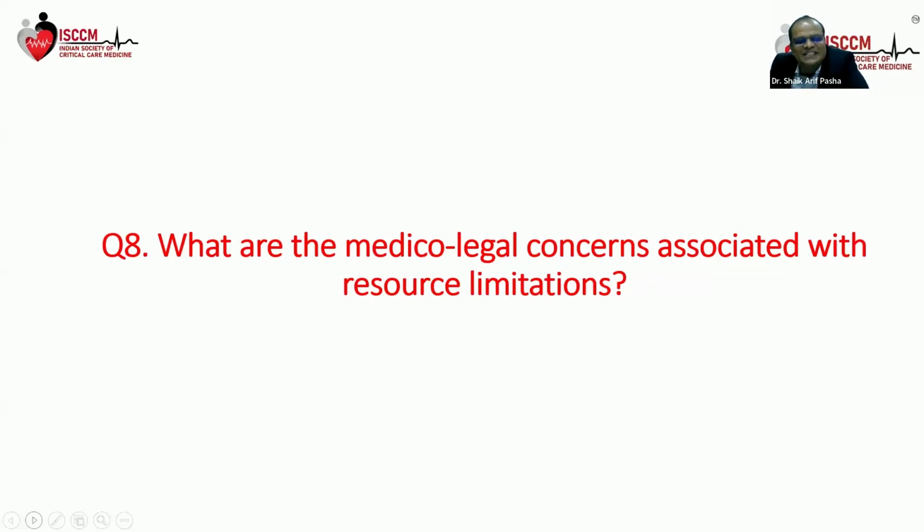So, what are the legal risks faced by the ICU team in case of resource-limited settings? Dr. Sai, sir. Yeah, this is a very, very important question. Actually, to be frank, it's very difficult to answer also. And the question here is, most of the guidelines and recommendations are from resource-rich settings. You have no separate guidelines for resource-limited settings.